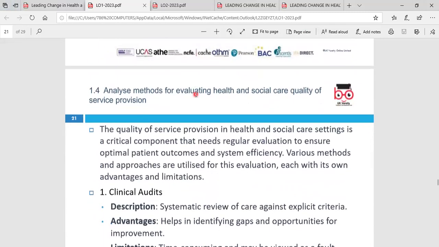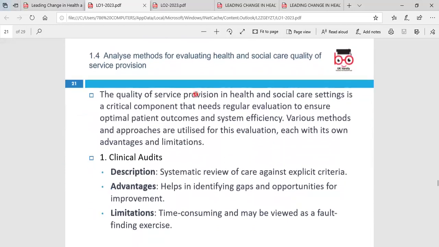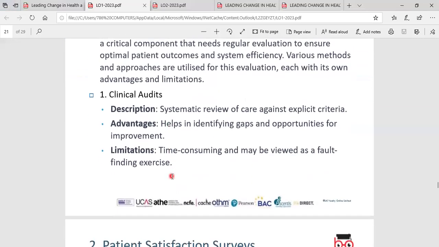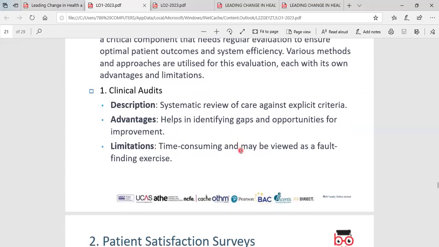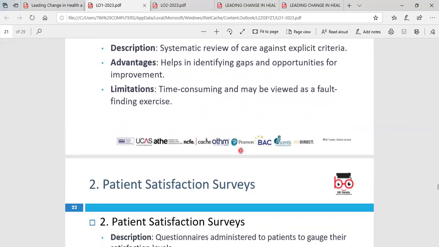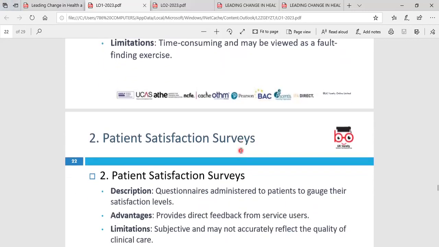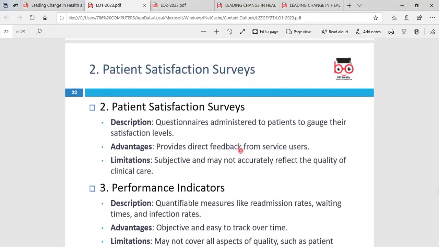Then analyzing methods for evaluating health and social care quality, the quality of service provision. You have several ways of assessing quality. This is in the form of audits. You have internal audits and you have external audits. The advantages are that it identifies gaps and opportunities for improvement, but it is time consuming, and it sometimes finds more faults than focusing on the positive things that have happened.